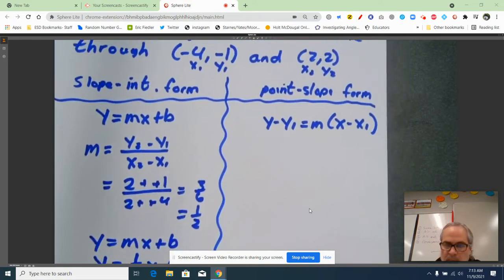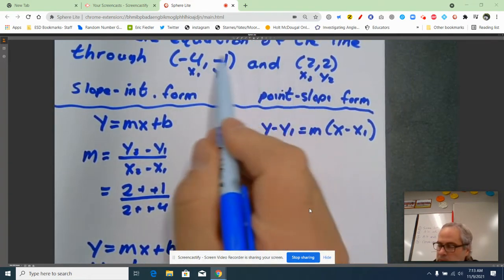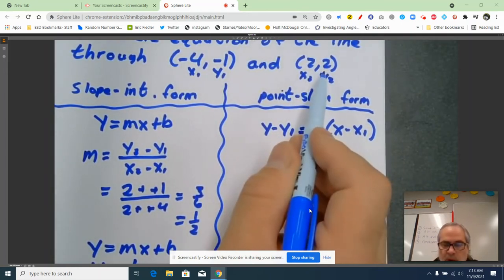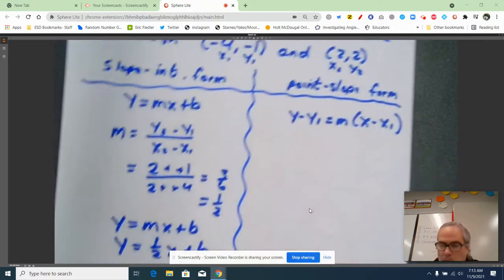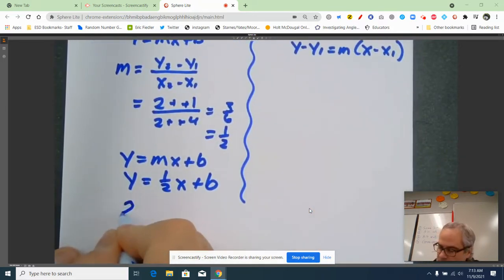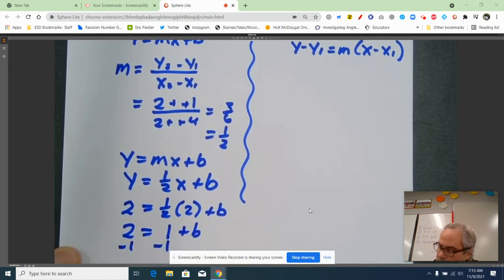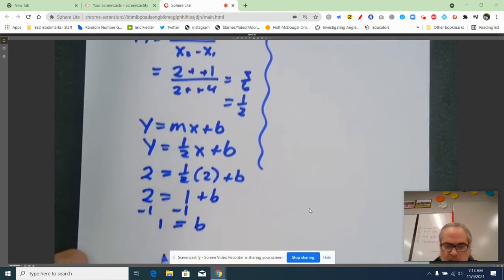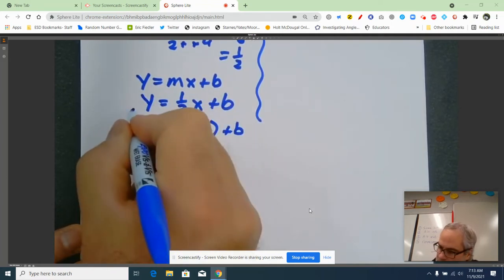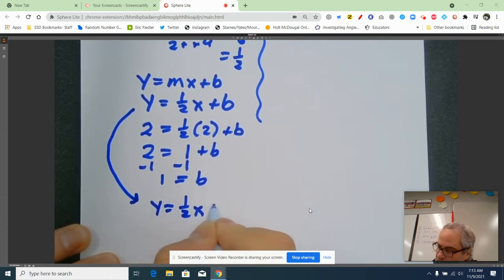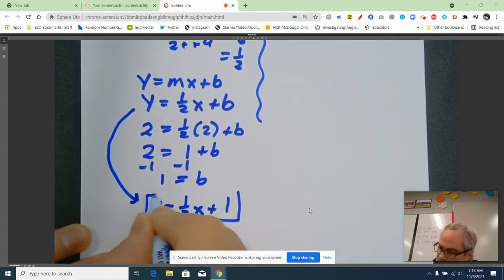Well, if you go back to the top, you're given 2 points, x's and y's. I'm going to use this one because it's a little simpler. There's no negatives in there, and they're both the same. So I'm going to use 2 for x and 2 for y and substitute into this equation. Okay, so 2 is equal, half of 2 is 1, plus b, minus 1. I get b is equal to 1. So my final answer is y equals 1/2 x plus 1 in slope-intercept form.